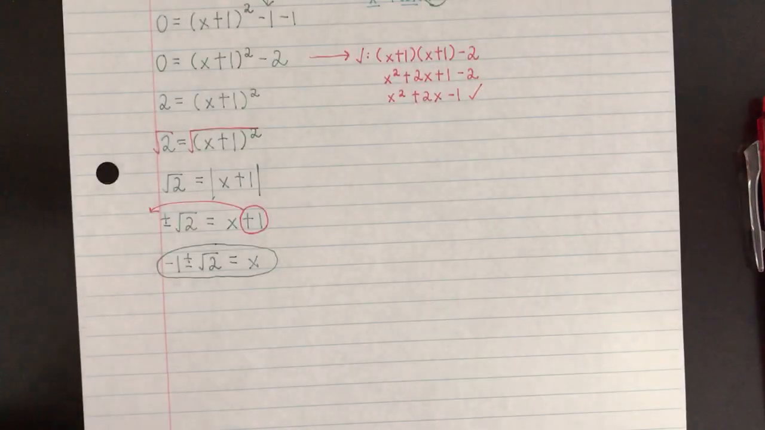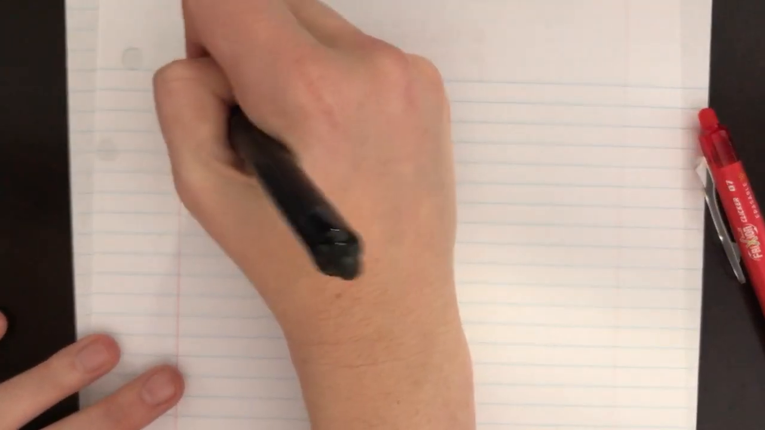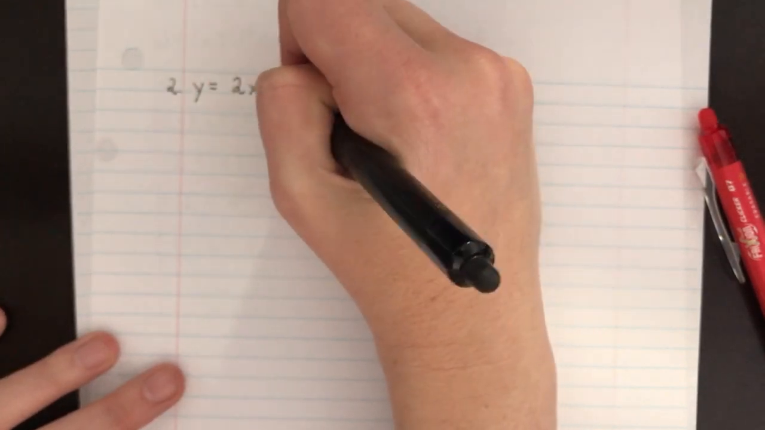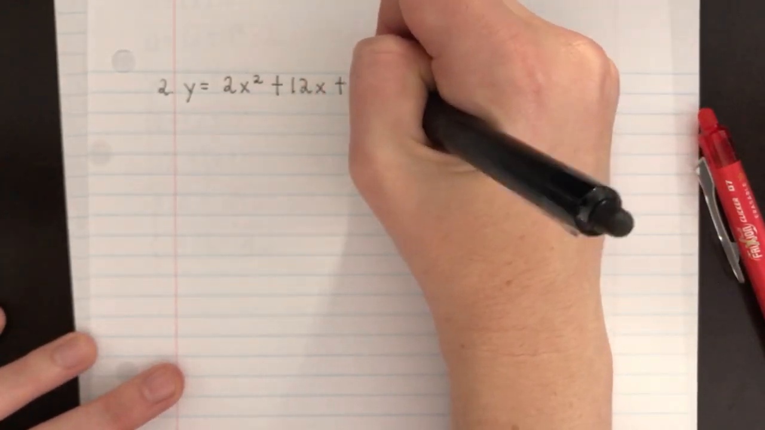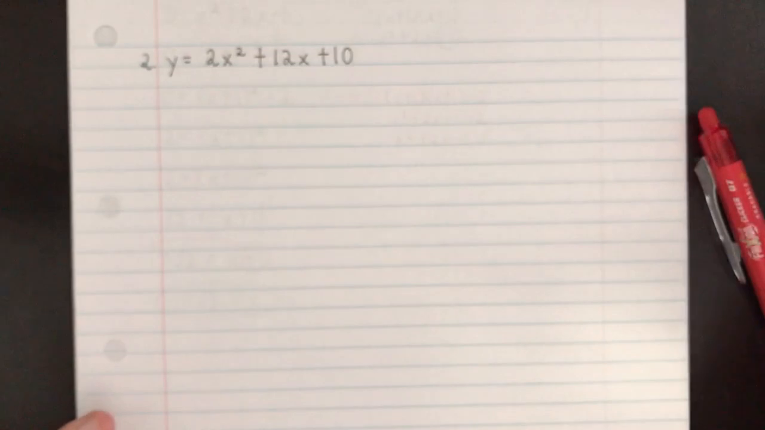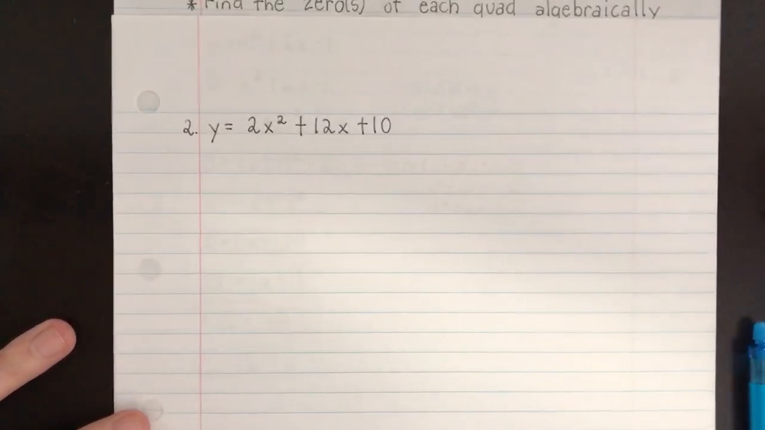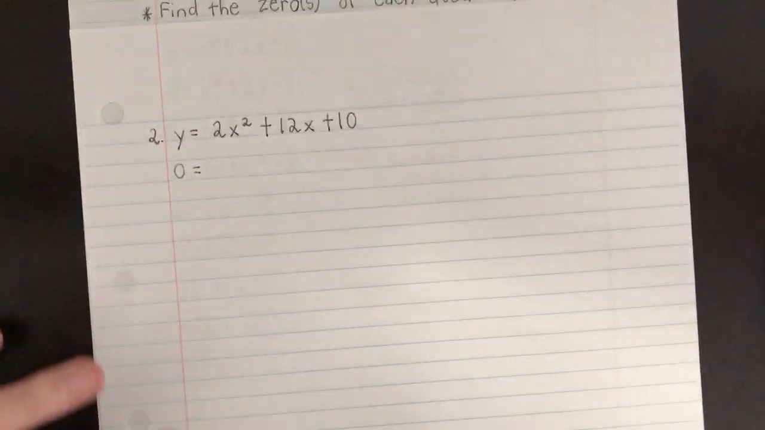All right, next problem. So I think I'm going to get a whole new sheet of paper because these take a lot of room. So number 2. All right, we've got y equals 2x squared plus 12x plus 10. Okay, so I know there is a GCF, and we can have some conversations about this in class if you want.